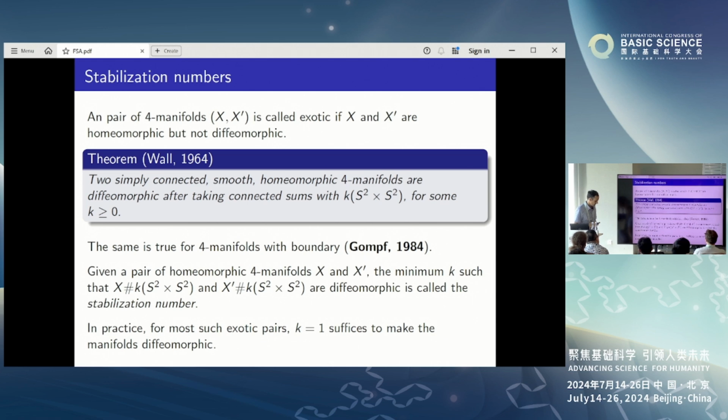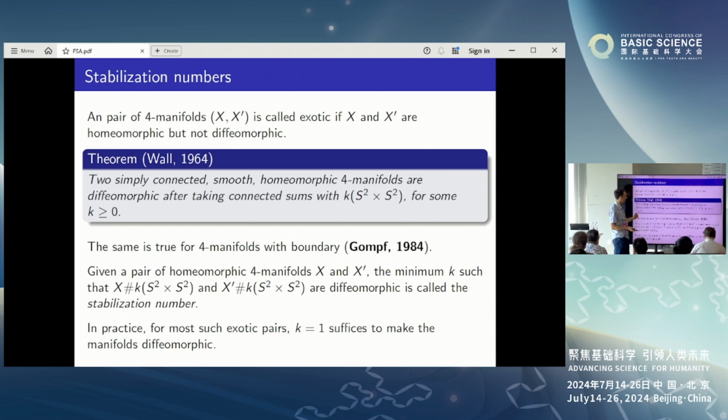Okay, and the final application: I want to talk a bit about stabilization numbers. In dimension 4, we care a lot about exotic pairs. These are manifolds that are homeomorphic but not diffeomorphic. They're the same topologically but not smoothly. There is a theorem of Wall from the 60s that even if you have two manifolds that are homeomorphic, even if they're not diffeomorphic, they will always become diffeomorphic after enough stabilizations. A stabilization is taking a connected sum with S^2 × S^2.